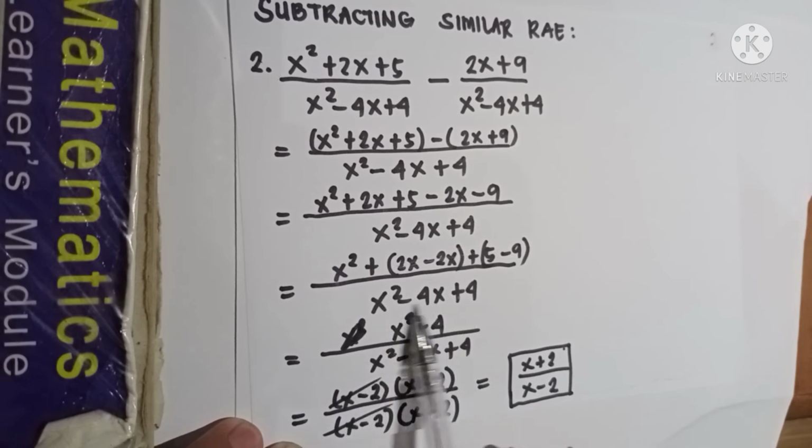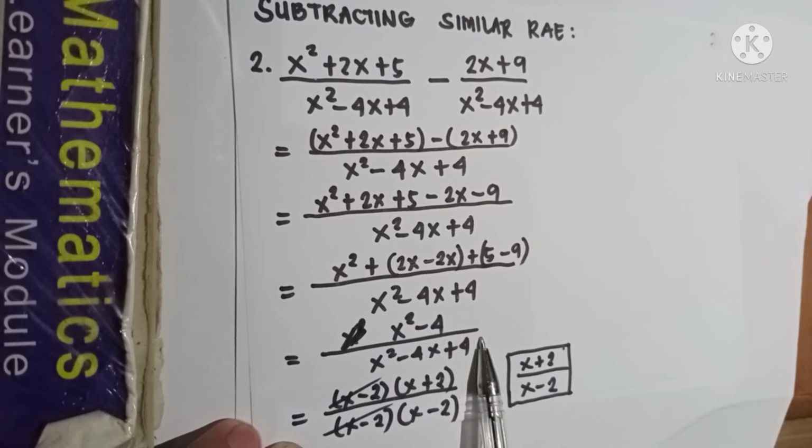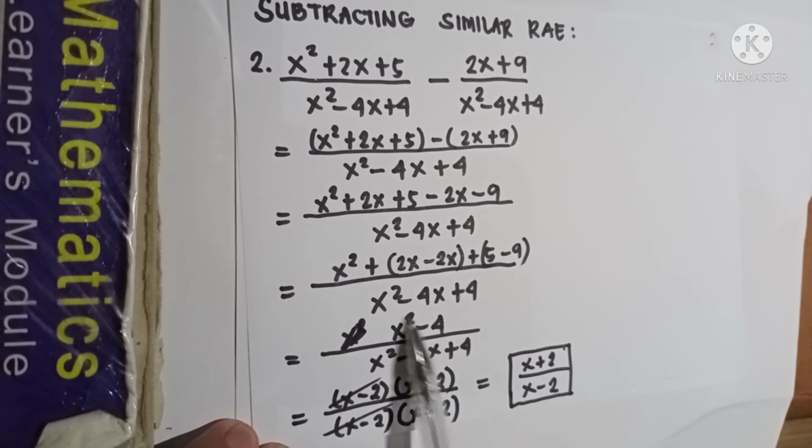But we need to factor these two polynomials. Why? Because if they have common factors, we will cancel them out. Let's try. x squared minus 4 can be factored using difference of two squares. How to factor this polynomial? We will distribute this x squared in the two parentheses and also the 4. So 2 and 2. Then 1 negative and 1 positive.